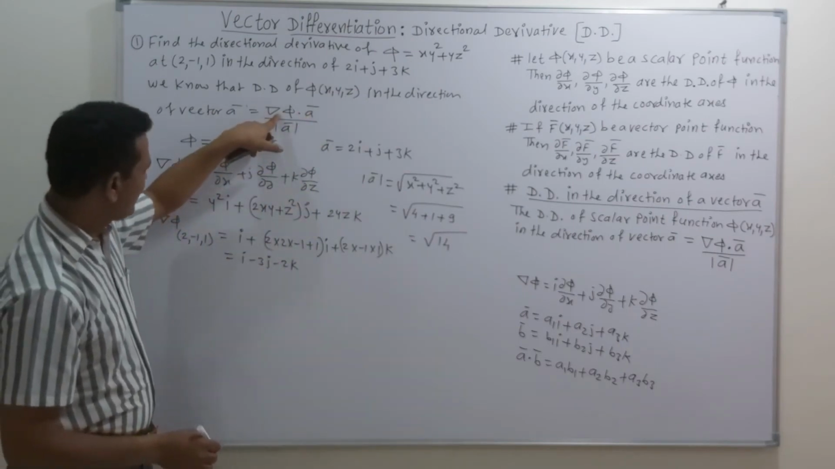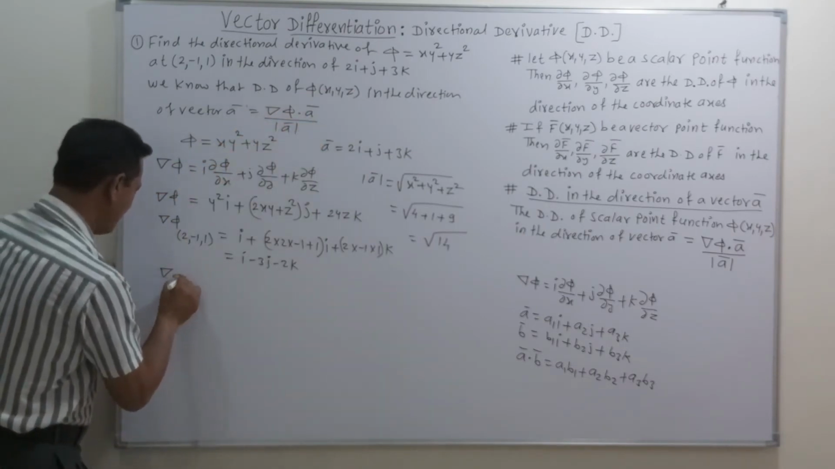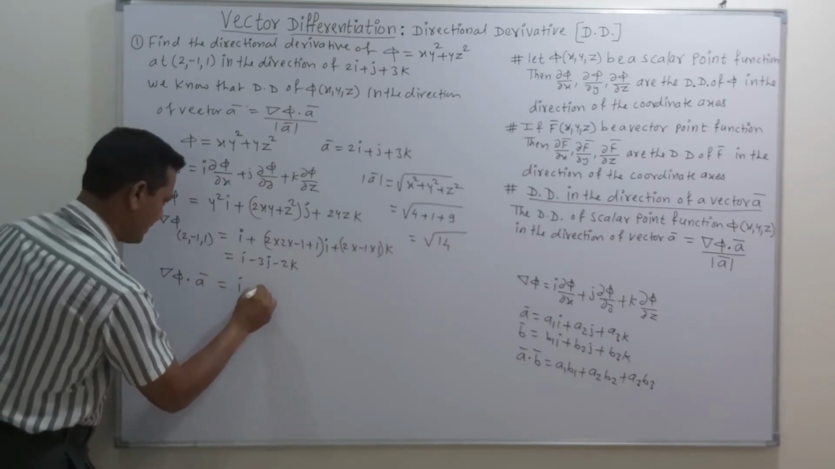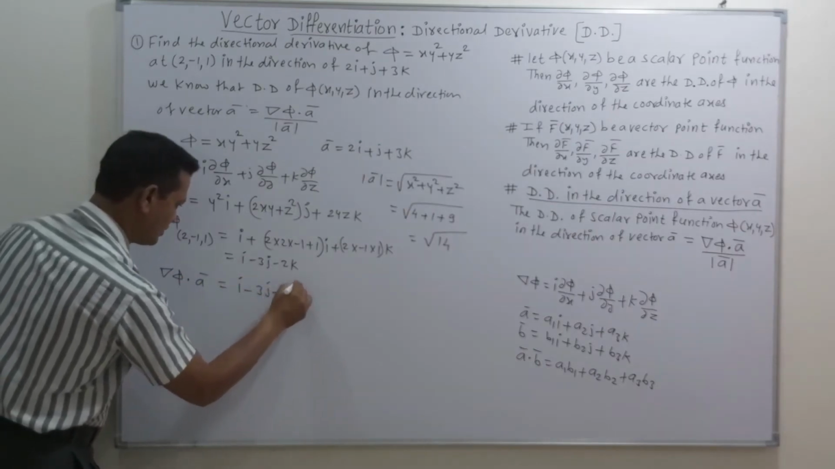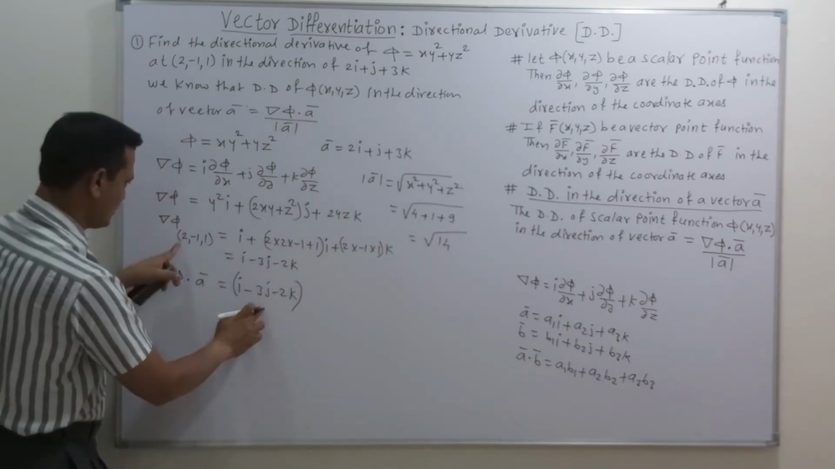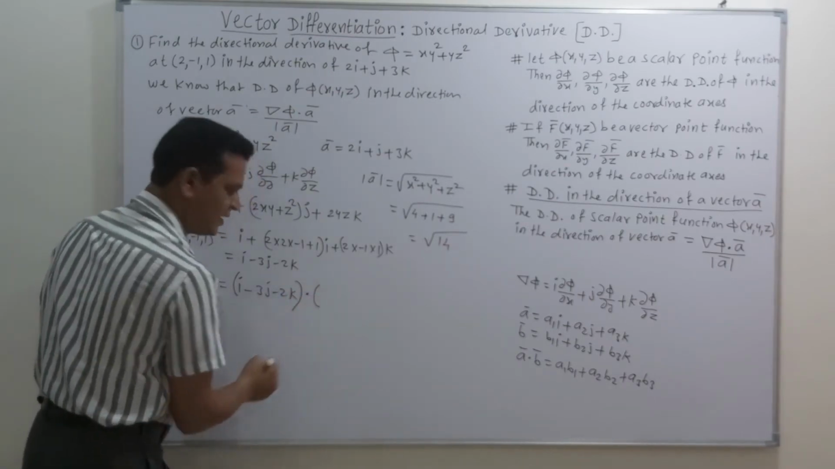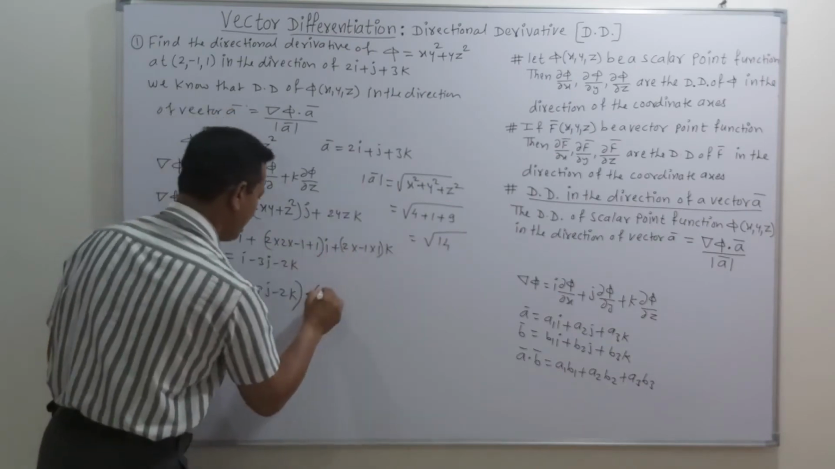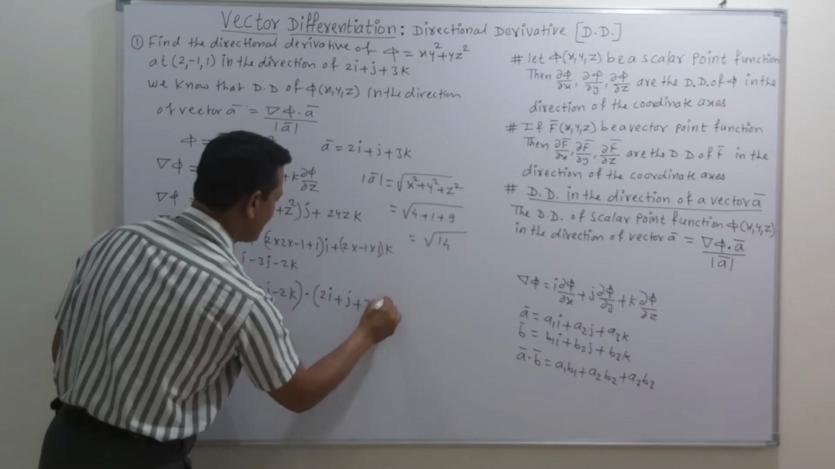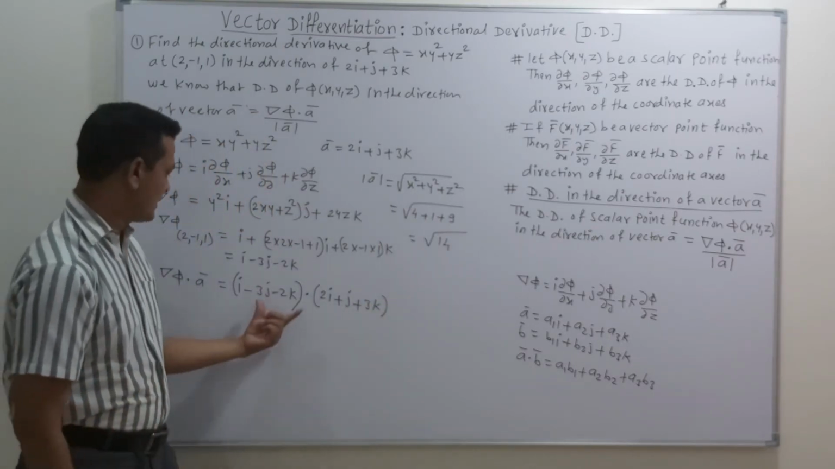Now the next step is to find the dot product of del phi with a bar. This is the value of del phi, which is defined as i minus 3j minus 2k, so del phi at the point 2, minus 1 and 1. Its dot product with a bar, so we write this as the dot product with vector a. Vector a is defined as 2i plus j plus 3k. So now to find the dot product. Now friends, we know how to find the dot product between two vectors.